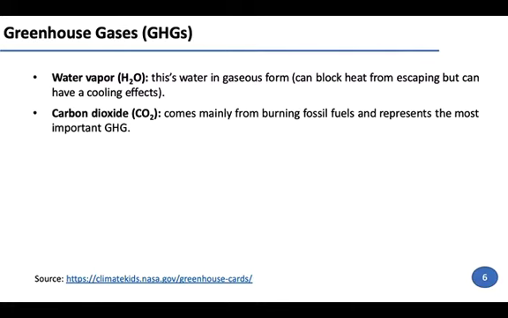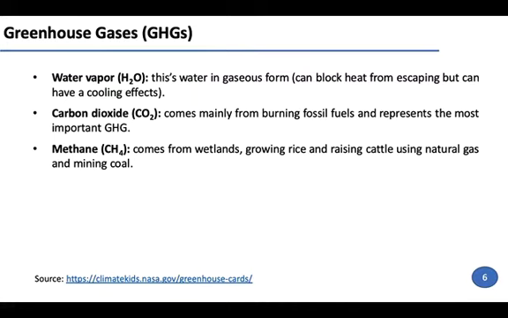The most important 3 greenhouse gases: carbon dioxide, which comes from burning fossil fuels, is the most important greenhouse gas. We're talking about methane, which comes from wetlands, growing rice, and raising cattle, as well as mining, natural gas, and coal.